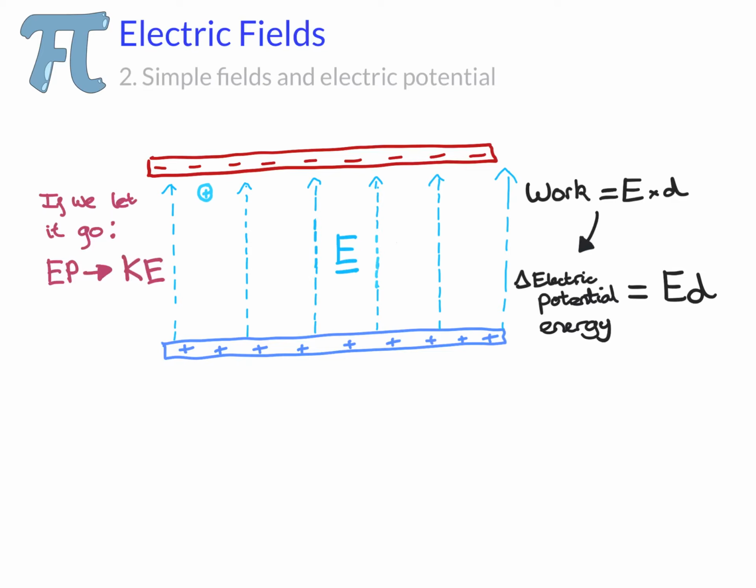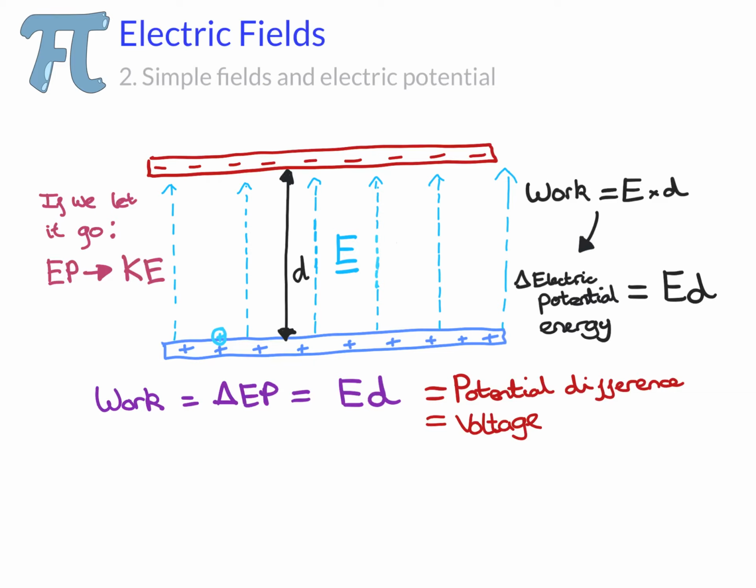When we have two parallel plates with a uniform field E between them, the work we would have to do to push a positive unit charge all the way from the negative to the positive plate would be E times the distance between them, d. This means that the charge must have gained that much electric potential energy. We would therefore say that there is a potential difference, or a voltage, of Ed between the two plates.